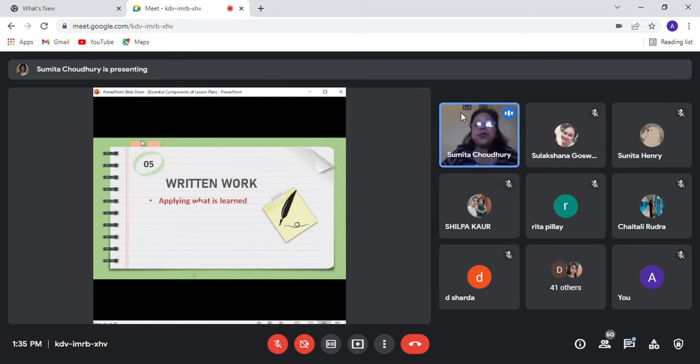Now I am going to the next slide, that is the written word. It is one of the typical or classical components of teaching. It's an evergreen component that cannot be ignored. Only writing can ensure practice, and hence that is an essential component of the lesson plan. That is applying what is learned, guided practice, teacher controlled, then independent practice.